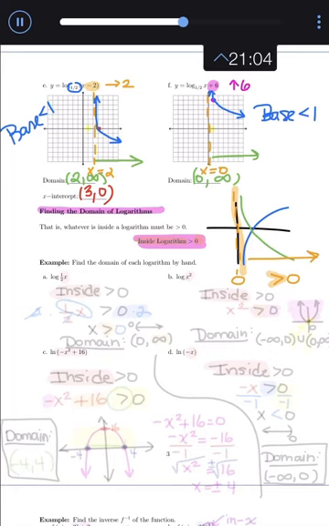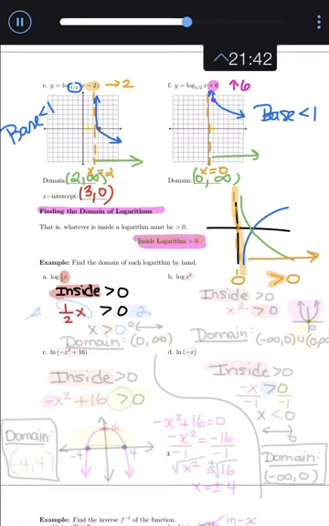So starting out with some examples of finding the domain of a logarithm by hand. Whenever you have a logarithm, whatever's inside the logarithm needs to be strictly greater than 0. So for problem A, what's inside of that log is the 1/2 x. So that inside part, that 1/2 x, needs to be greater than 0.